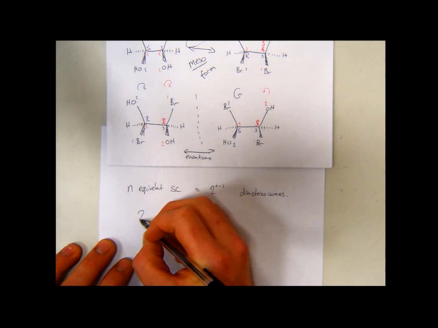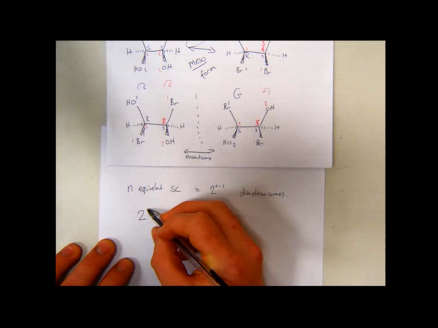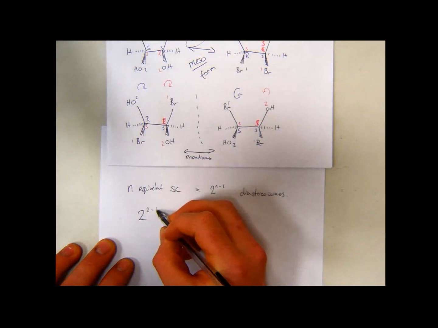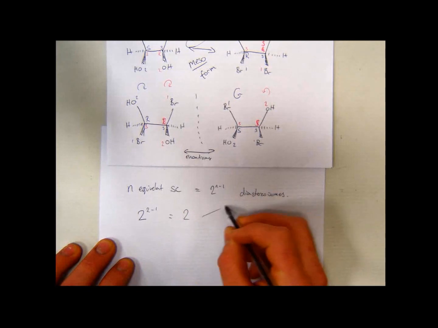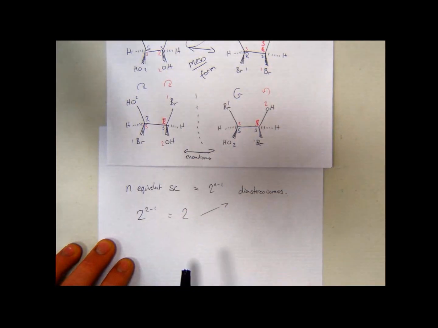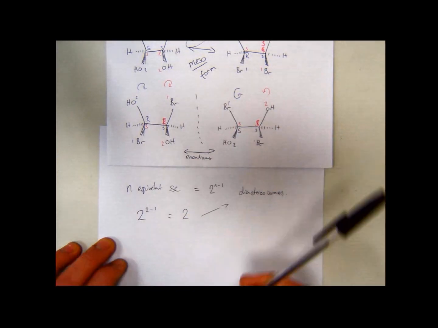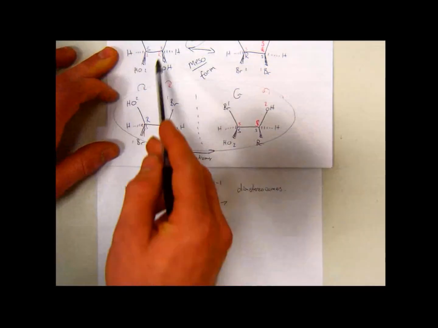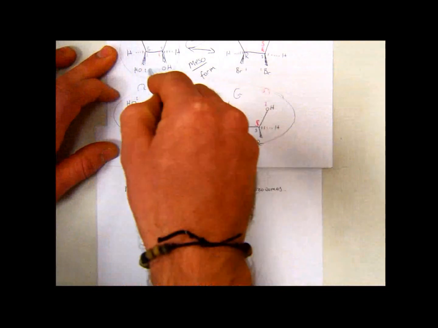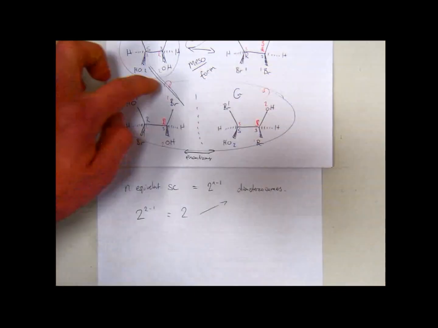Therefore, in this molecule, we have 2 to the power of 2 minus 1 equals 2 diastereoisomers. We have a pair of enantiomers and a pair of diastereoisomers.